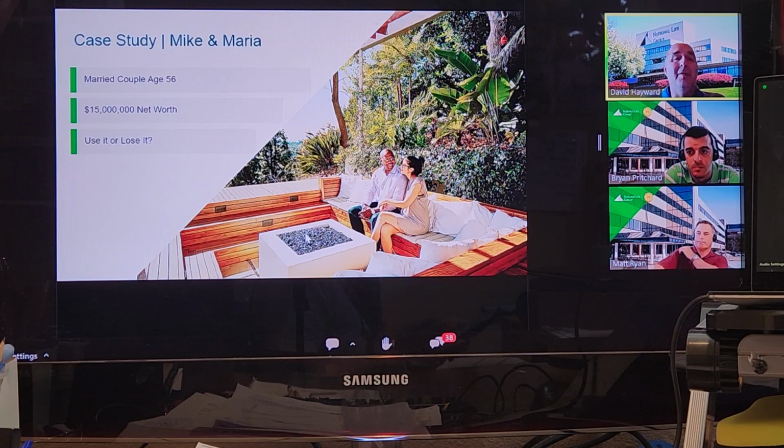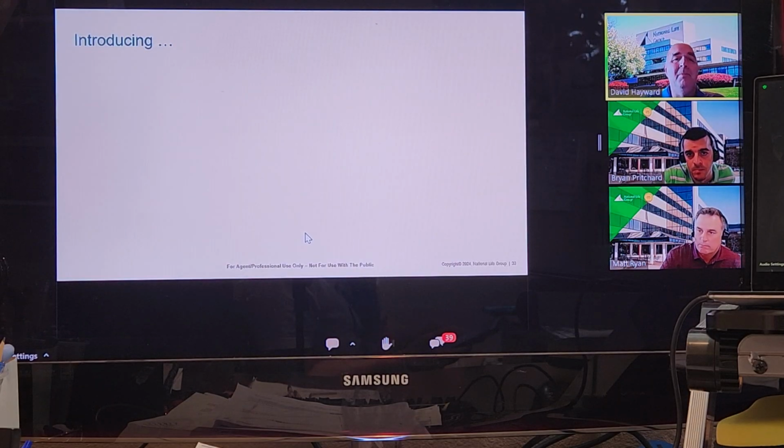So luckily, we have a couple of calculators. But let's look at a real quick case study: Mike and Maria. They're currently 56 years old. They have $15 million of net worth. And they want to know, should they use it, or is it okay to lose it? It's hard to say because at 56, they have a long life expectancy. They're going to be around for a while, they hope.